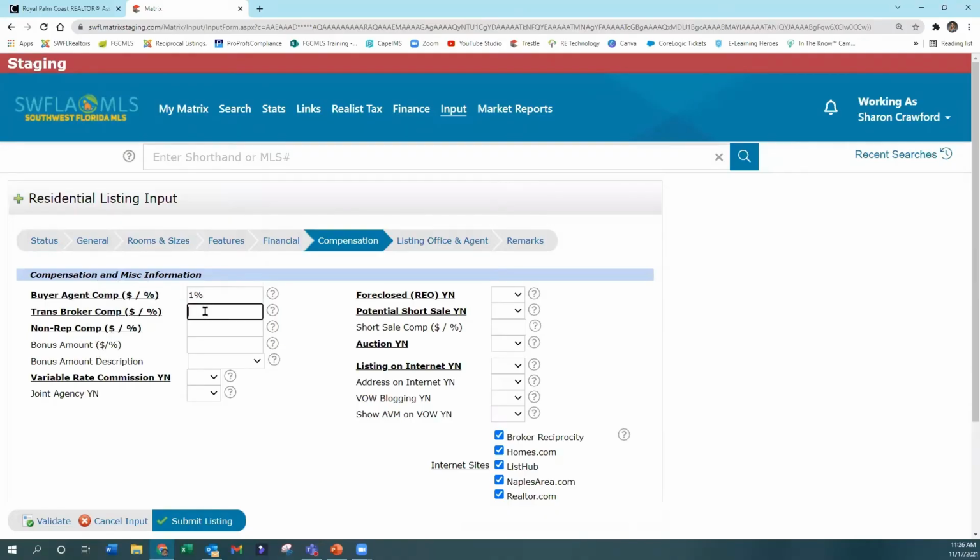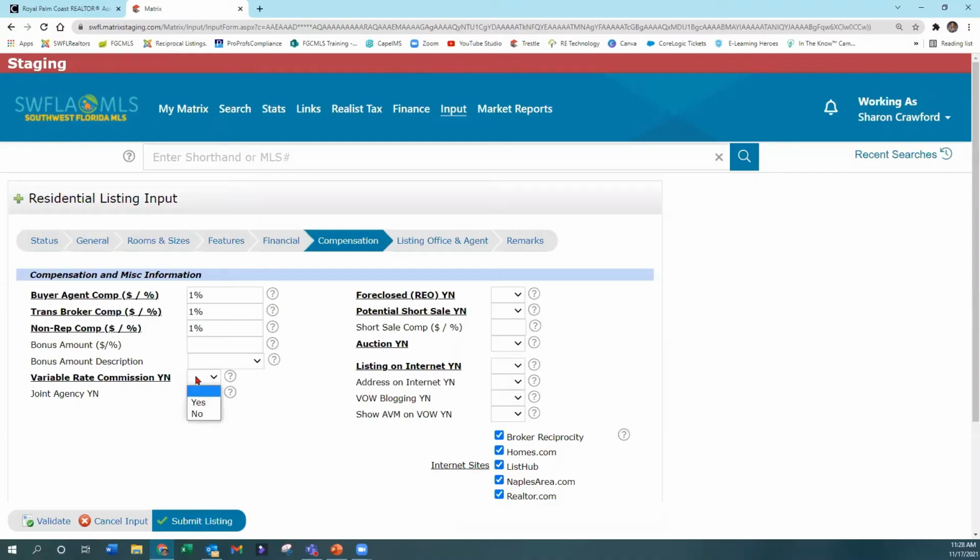the percentage sign. These are the different types of relationships that the buyer would have with the agent that they're working with. Transaction broker is the default, if you will, type of relationship that a buyer would have with their agent, but that might not always be the case. If you're offering a bonus, again, you have to use the $ sign and the percentage sign. You would enter the amount and describe what type of bonus.